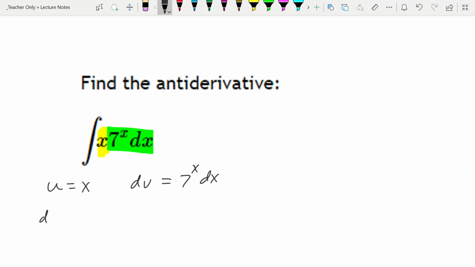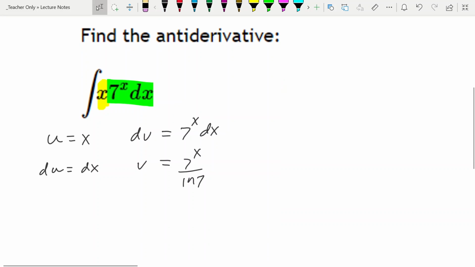So the derivative of u would be du. The derivative of x would be 1 dx. Okay. Then the antiderivative of dv would be v. The antiderivative of 7 to the x would be 7 to the x divided by the natural log of the base, natural log of 7.